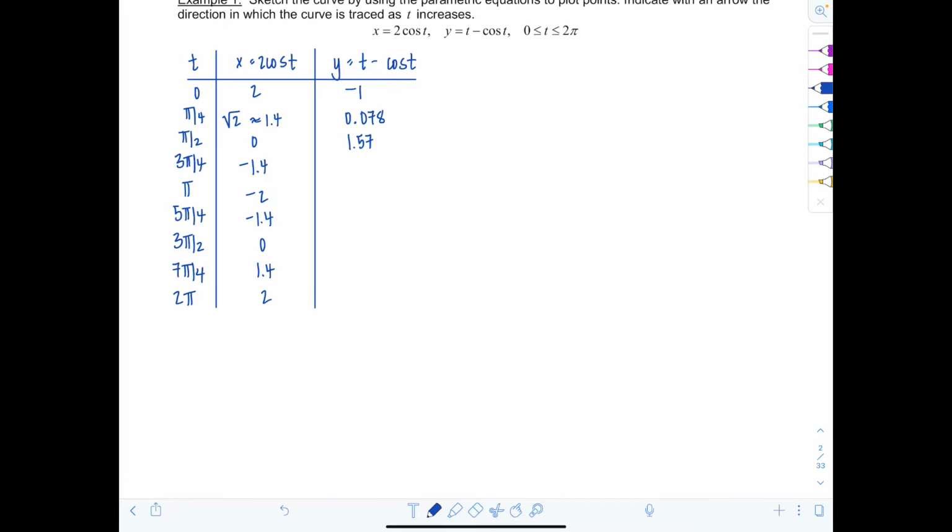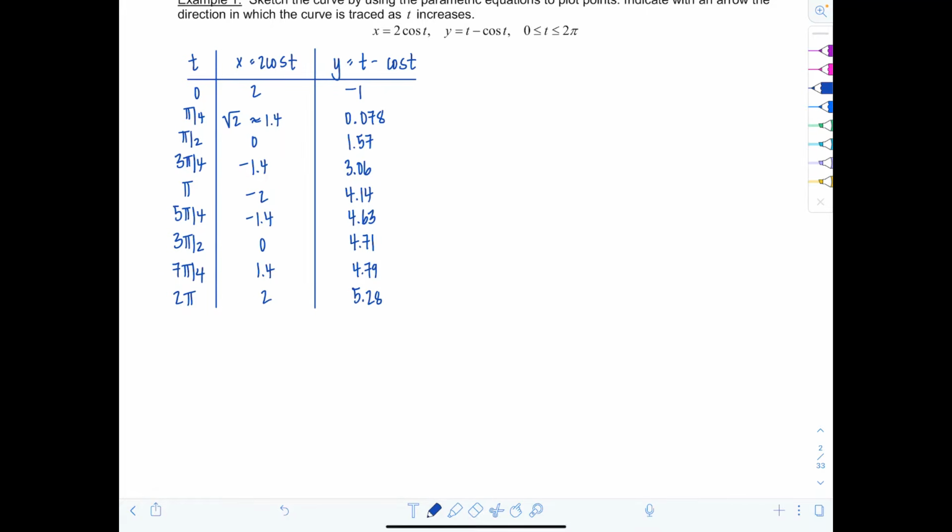1.57, 3.06, 4.14, 4.63, 4.71, 4.79, and 5.28.